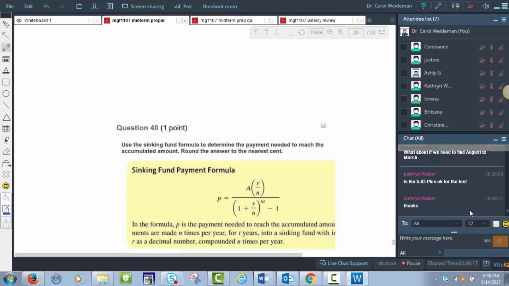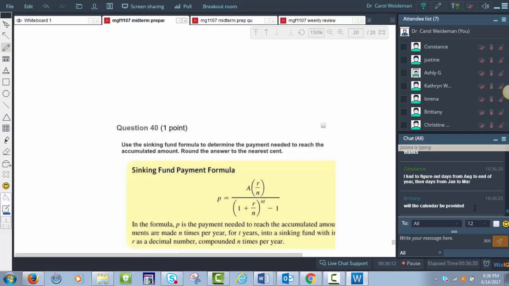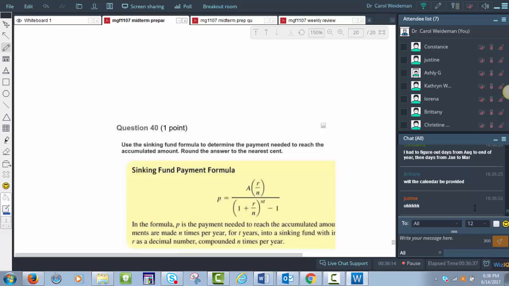Let me see. Constance, what if we need to find August to March? I'm not sure I'm understanding your question here. The days from August to the end of the year, and then the days from January to March. Okay, well you would find the days to the end of the year, and then find the days in the next year and add them together. Yes, Brittany, if you have a question like that, the calendar will be provided.